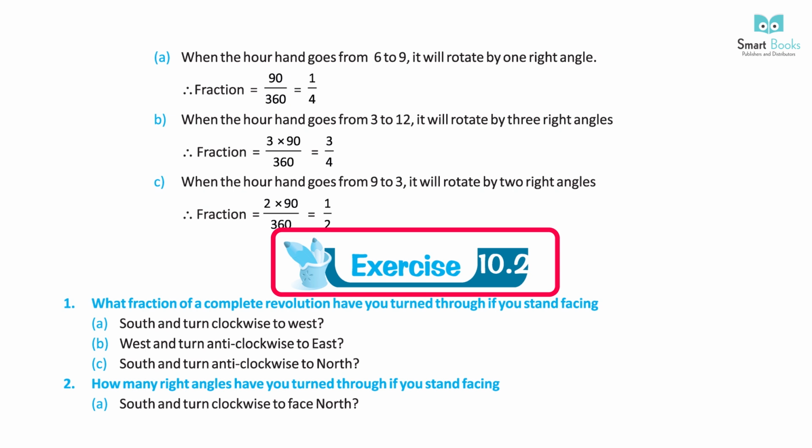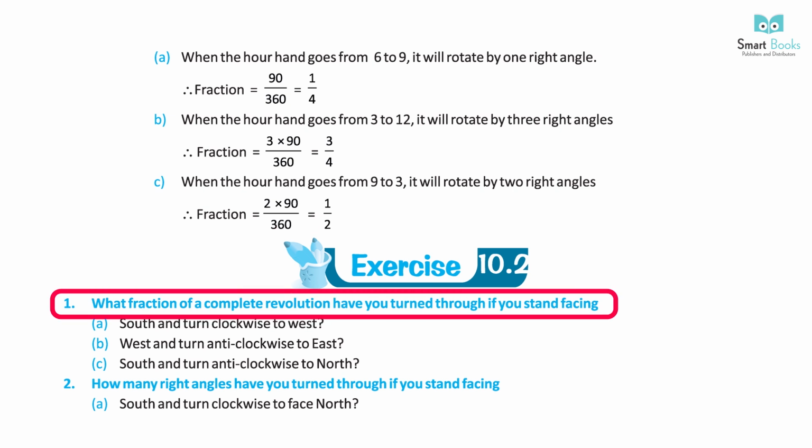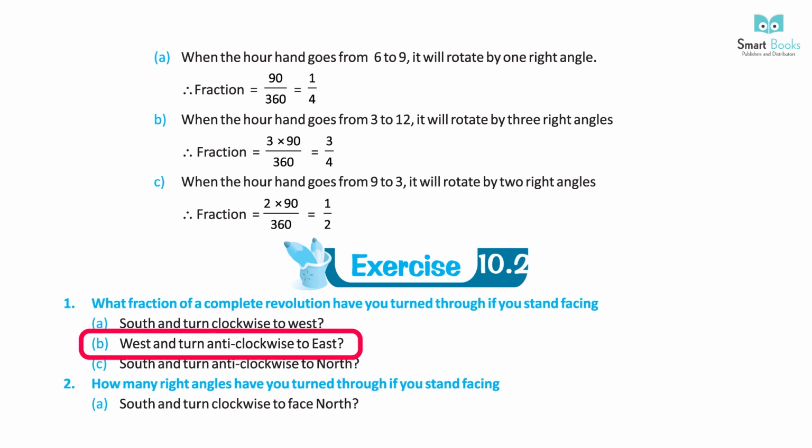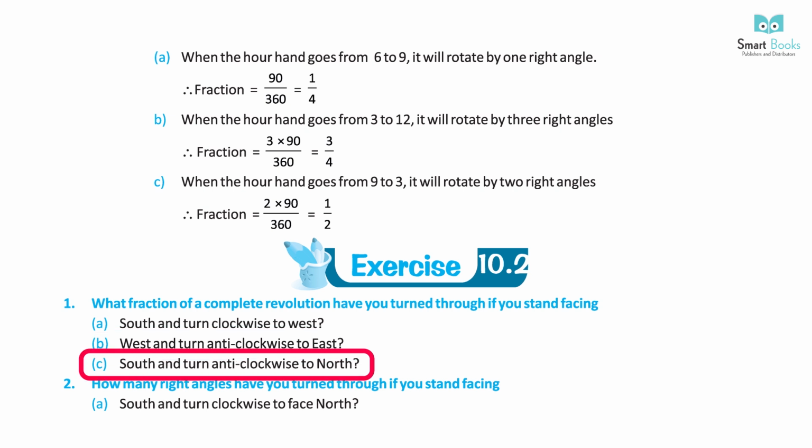Exercise 10.2. Question 1. What fraction of a complete revolution have you turned through if you stand facing A. south and turn clockwise to west? Solution. 1/4. B. west and turn anti-clockwise to east. Solution. 1/2. C. south and turn anti-clockwise to north.